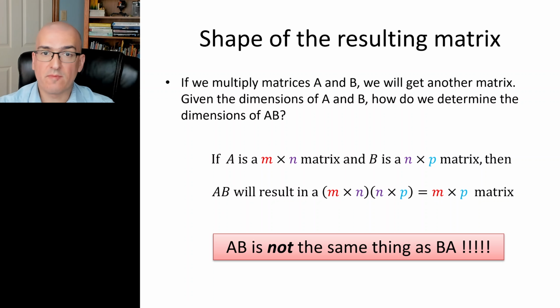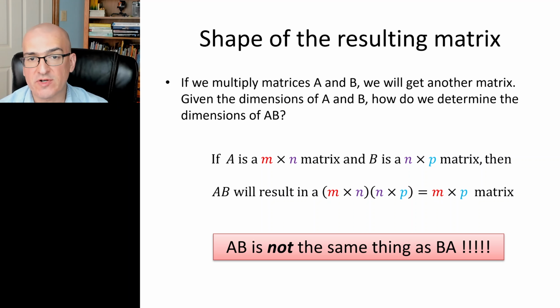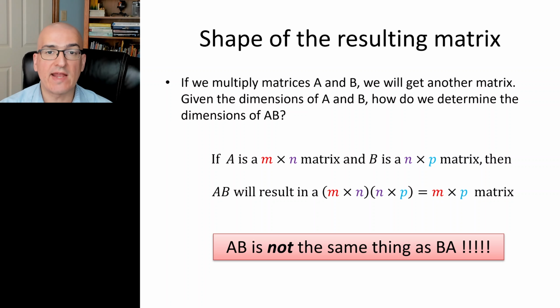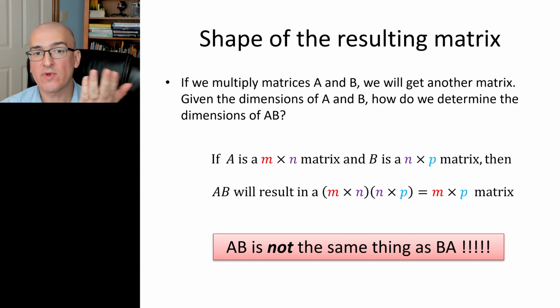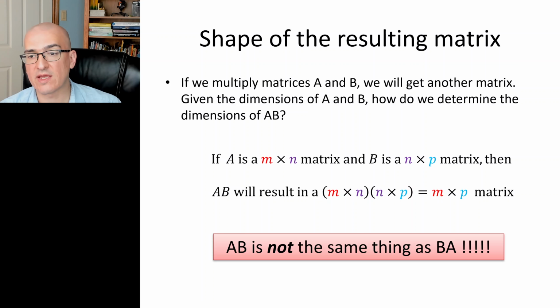Okay, so we know that matrix multiplication, if it's permitted, will create a new matrix. And we know what the size of that new matrix is going to be based on the input sizes of the matrices that we're multiplying. And we also know from just thinking about that size condition that matrix multiplication cares about order, unlike number multiplication. So A times B is not necessarily going to be the same thing as B times A.